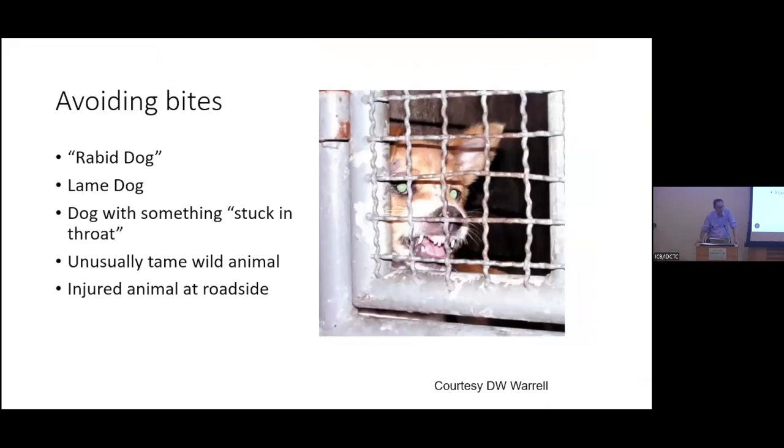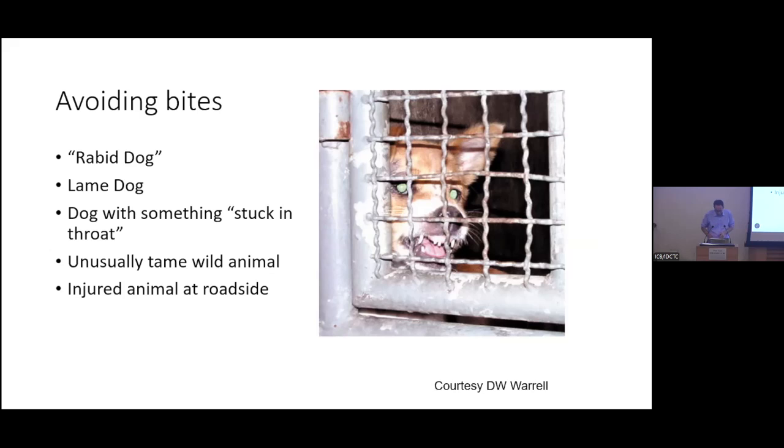Did he talk about avoiding dogs? So, especially dogs, if it looks rabid, most people will keep away from it. Sometimes it's a lame dog. Sometimes it's a dog, a pet that seems to have something stuck in its throat because it's drooling. So then the owner tries to put their hand in it, gets a bite. Also, keep away from animals, and especially animals which are usually wild. And then this one seems to be very tame. It's not running away from you. You run away from it.